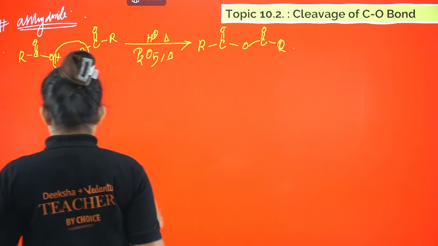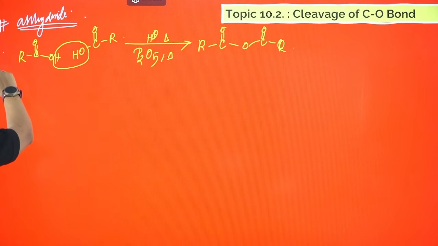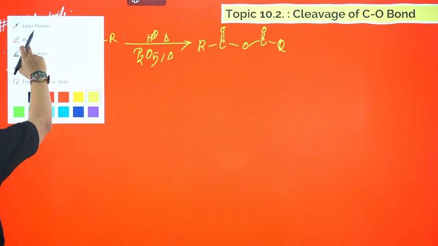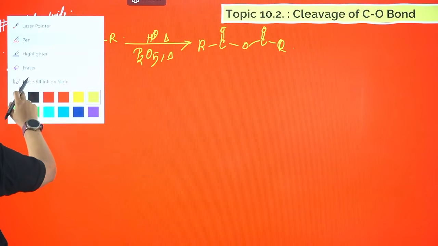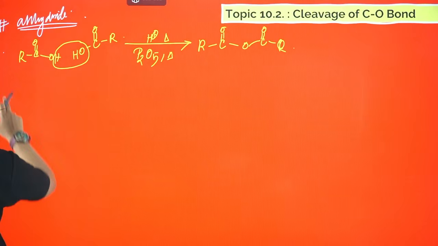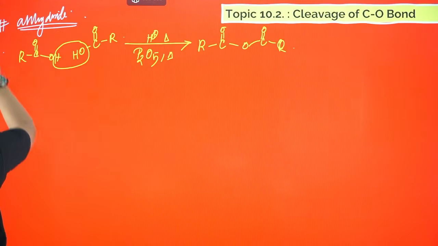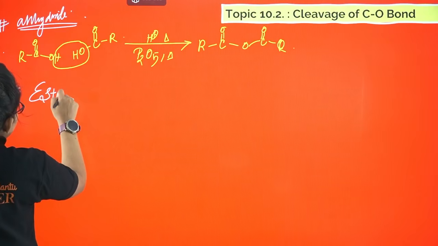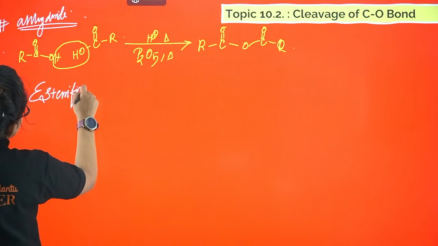Like that. This is the anhydride. Okay, next we can proceed with the esterification.